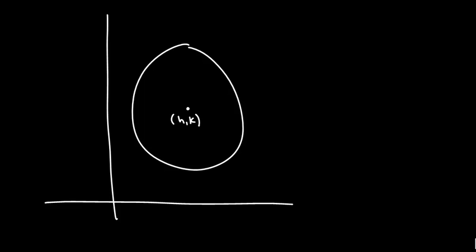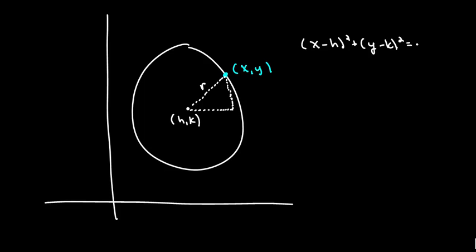So what we're going to do is pick an arbitrary point, and we're going to call it (x, y). We know that the length out to that arbitrary point, this length right here, is r, the radius. Now, what we need to do is come up with an equation involving x and y and r. We want to show that (x − h)² + (y − k)² = r². We want to show that this holds.